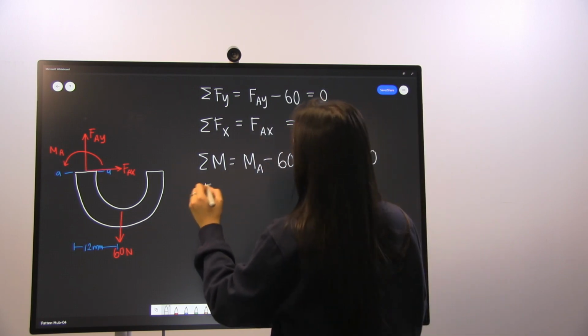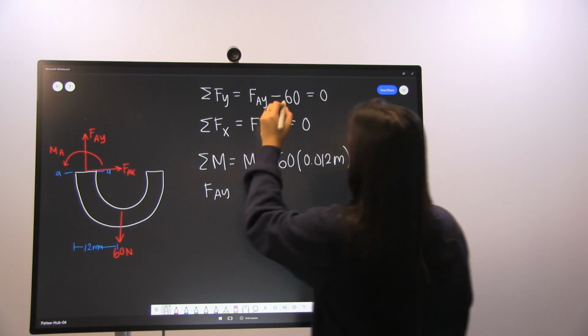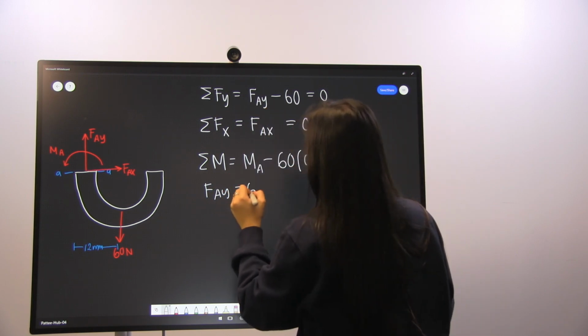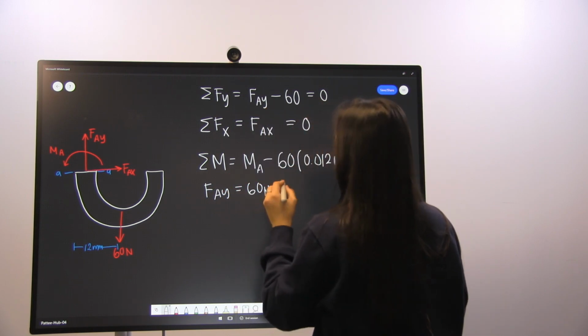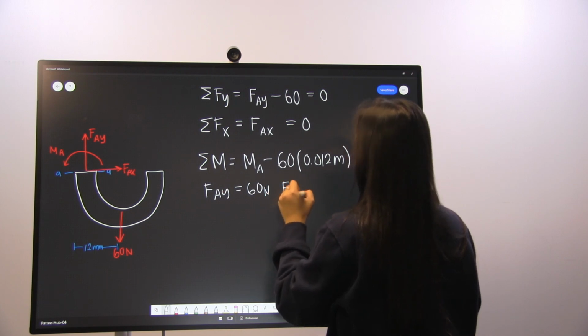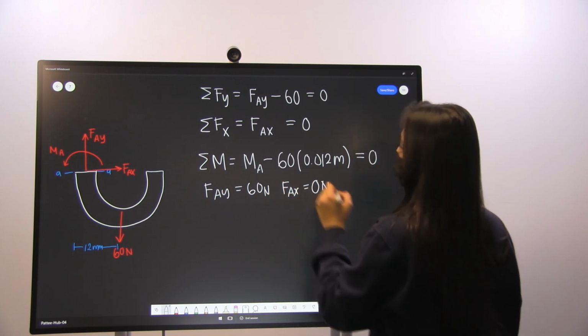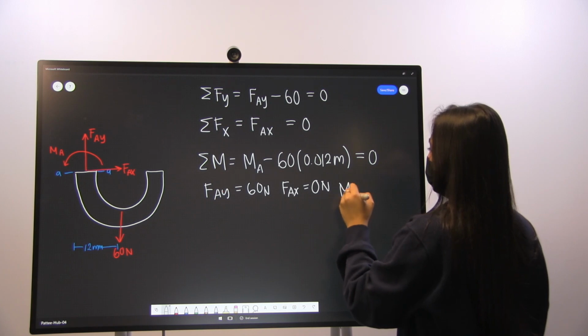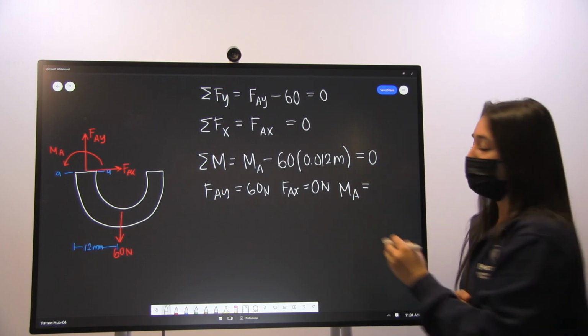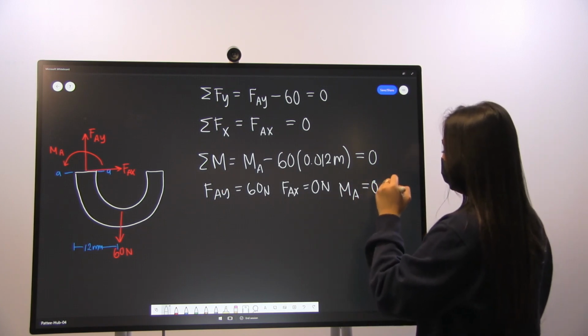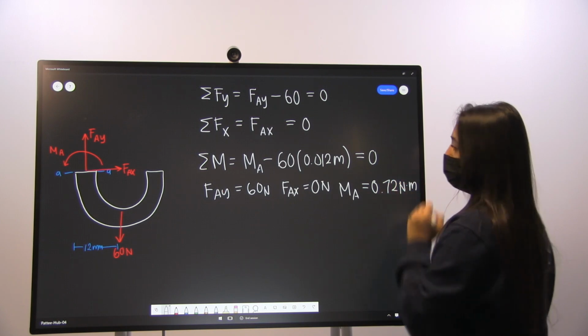Now we know that our FAY, rearranging this equation, is equal to 60 newtons. Our FAX is equal to 0 newtons. And our moment about A is going to be equal to 0.72 Newton meters.